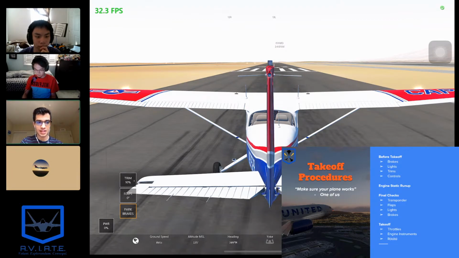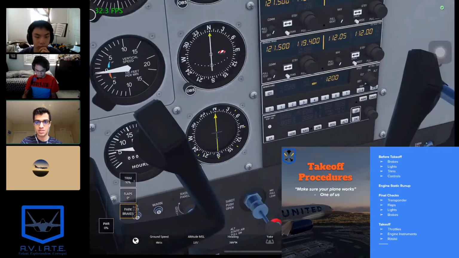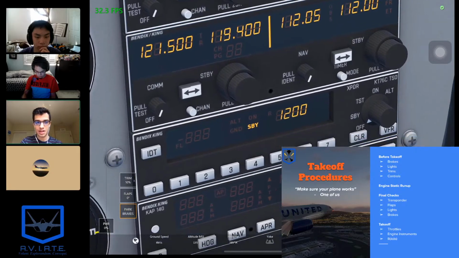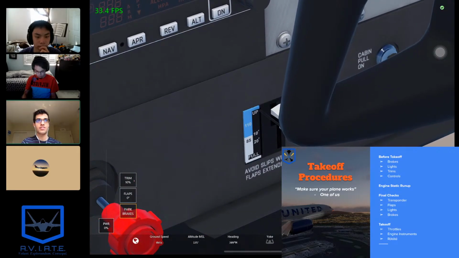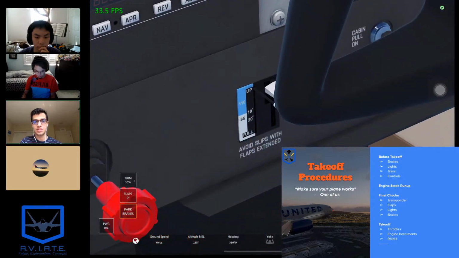Okay, so after that come the final checks. So you want to make sure that your transponder is working, your flaps are set. Your transponder, you want to verify the code, the one that ATC gives you, and your modes and stuff. And then you want to make sure that your flaps are set where they're supposed to be. So generally on a Cessna, you can definitely take off with flaps at about 10 degrees, but you don't really need to do that in general aviation planes. And oftentimes, you don't even need flaps for takeoff in Cessnas.